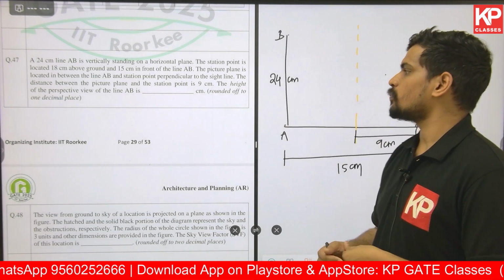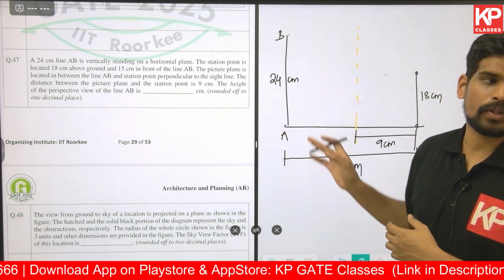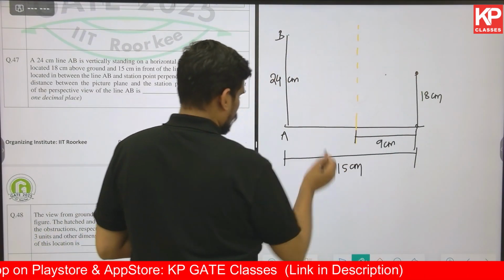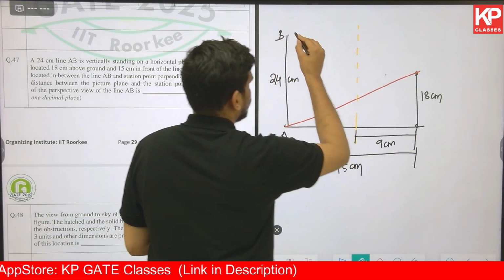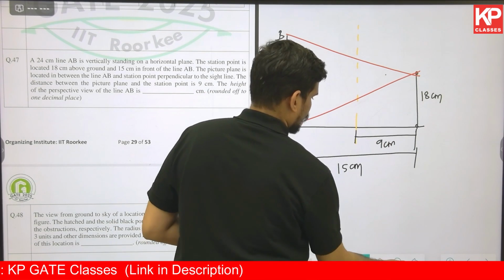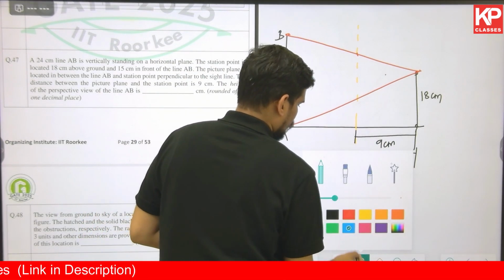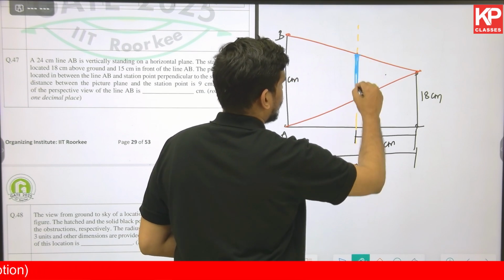The height of the perspective view of line AB is dash centimeters. What is the length of the line captured on the picture plane as per this given information? So join the extremes of the given line to the station point. This will be the line of the image captured over here. This is the perspective of the line AB. This height they are asking us.